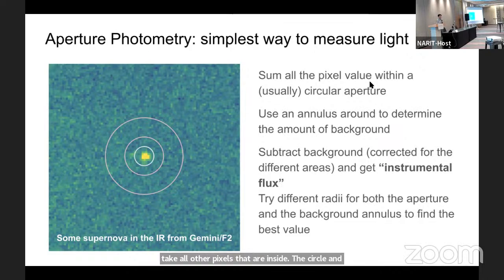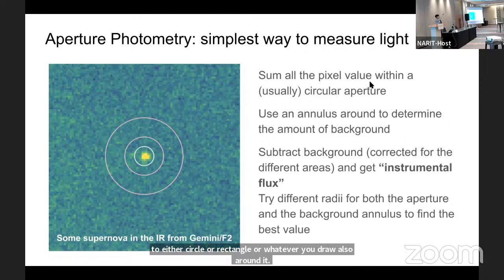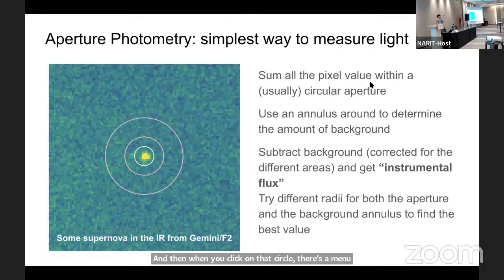And you can actually just do this in DS9 if you have DS9 installed. You can go to region, set the shape to either circle or rectangle or whatever. You draw a circle around it, and then when you click on that circle, a menu pops up called properties, and then statistics, and then it will tell you what the sum of all the pixels inside of that circle is. That is as simple as that.